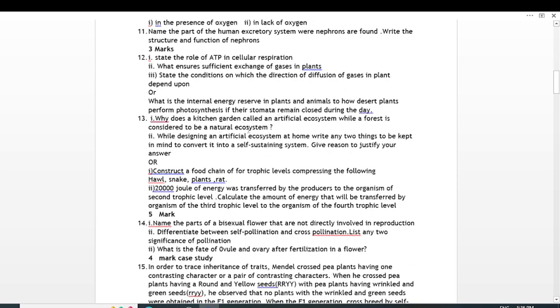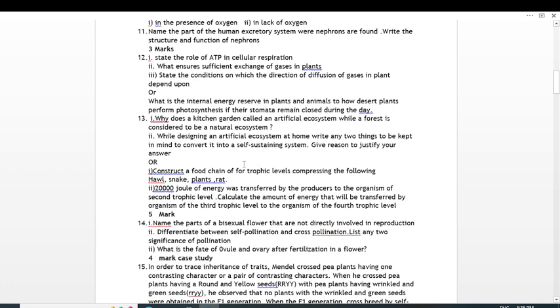Natural ecosystem, everything is present in nature, and all depend on the biotic environment, everything is controlled by nature only. So the first one is under our control, the second one is not. And which one will be more sustained? Natural ecosystem. Okay. Next one, while designing an artificial ecosystem at home, write any two things to be kept in mind to convert it into a self-sustaining system. What are the things? There should be biotic component, abiotic component, and decomposing agents.